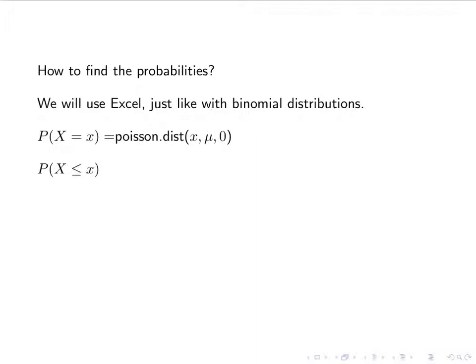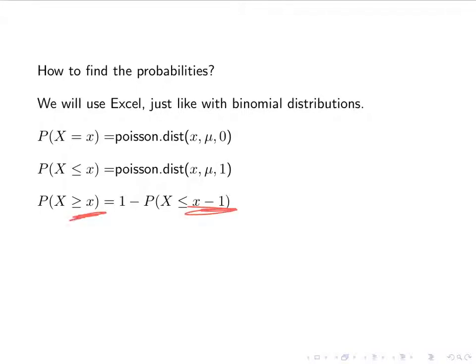If I want x less than or equal to x, then I want a 1 in that last spot for the cumulative. I do want 0 through x. And then the probability that x is greater than or equal to x is, again, 1 minus the probability that x is less than or equal to x minus 1. And again, that's because we're in the discrete case. So again, very similar to the binomial, it's 1 minus Poisson.dist x minus 1 comma mu comma 1.